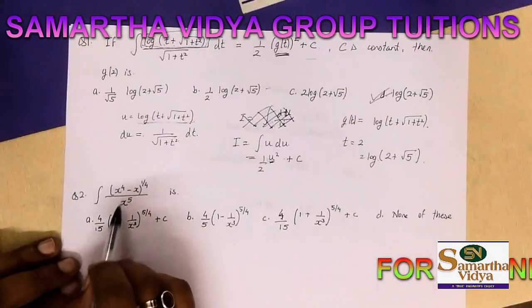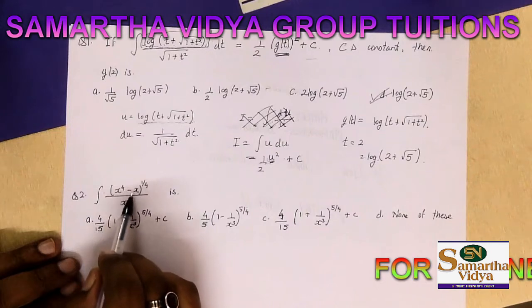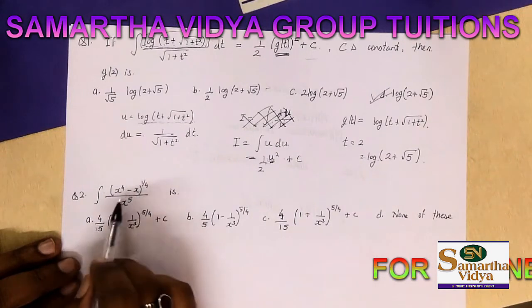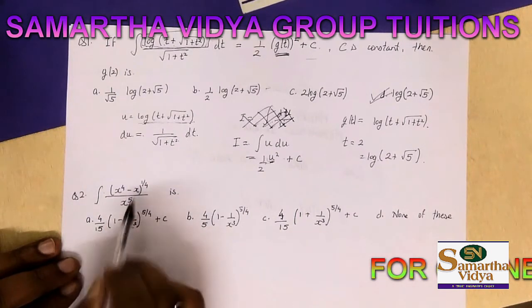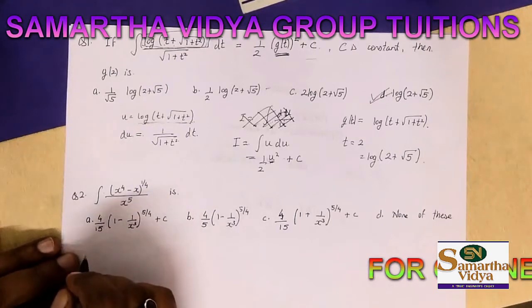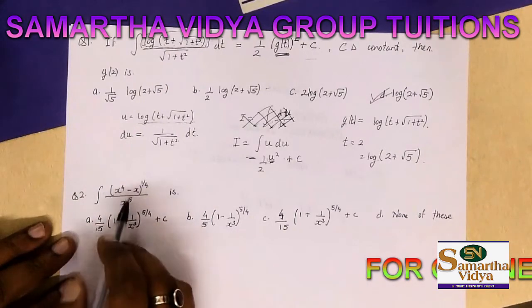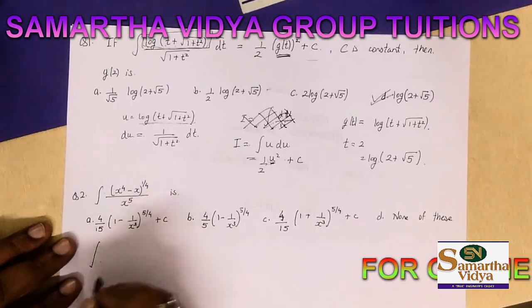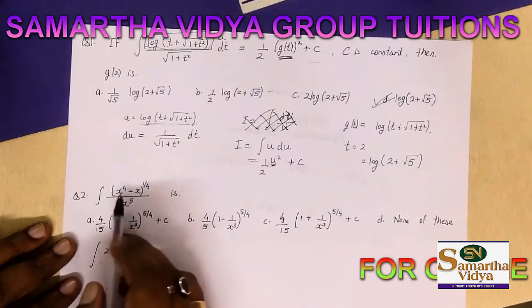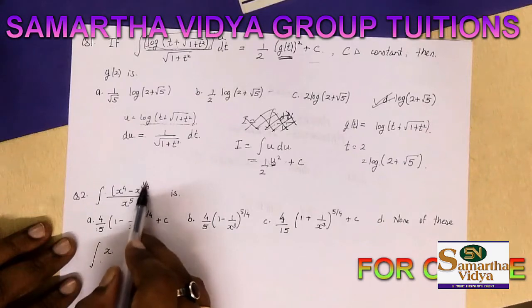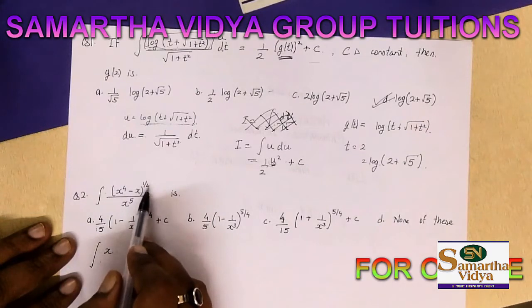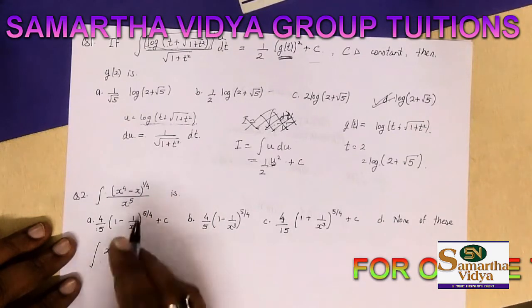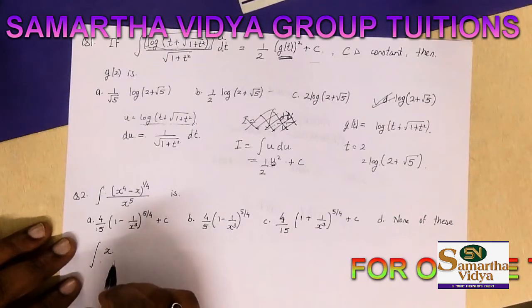Moving ahead to the next one, we have the integration of x raised to 4 minus x raised to 1 by 4, divided by x raised to 5. So this is the question which is asked. Now what you can do is take x raised to 4 common from here. Since it is raised to 1 by 4, the fourth root of x raised to 4 will come out as x.